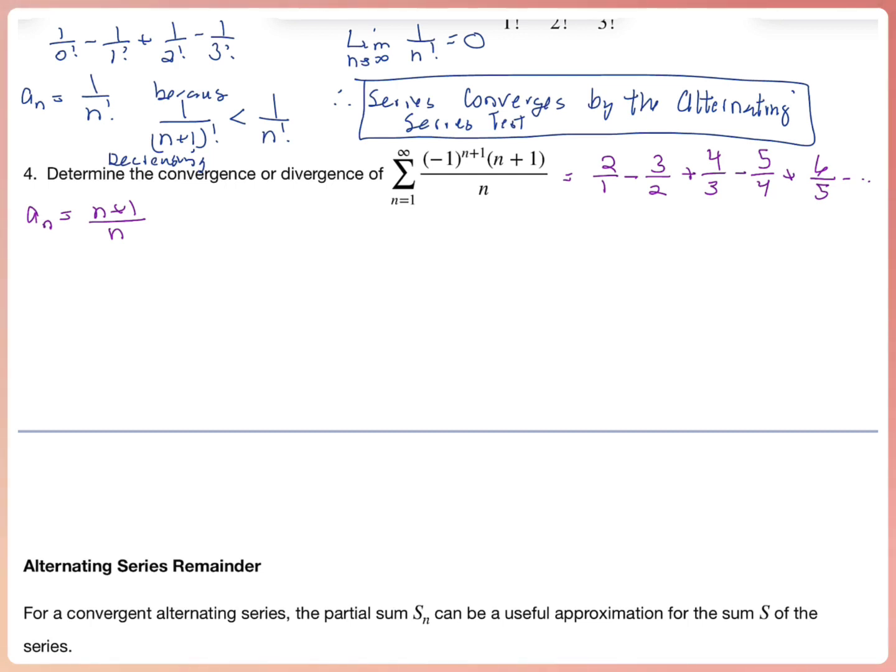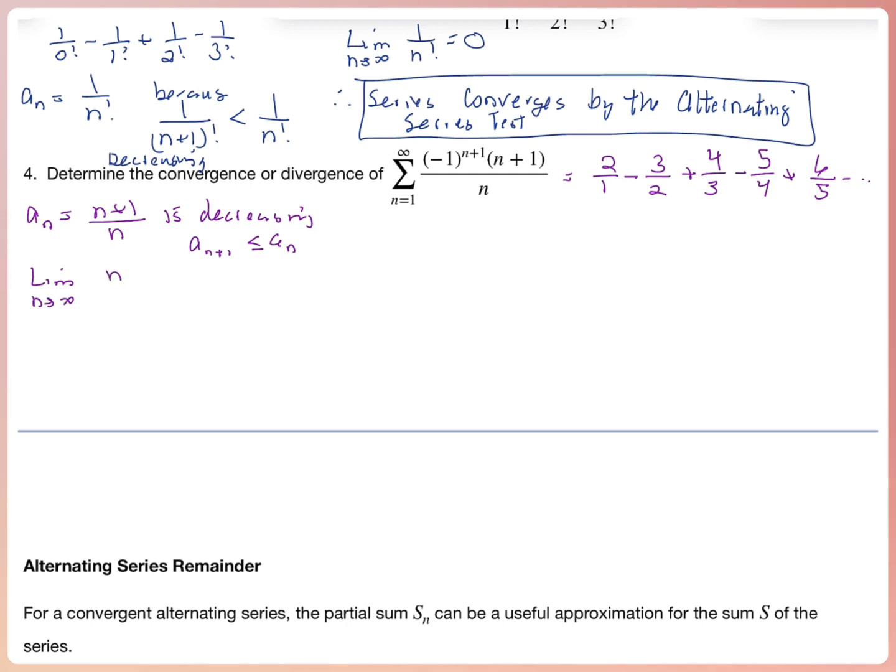So we need to figure out if this is increasing or decreasing. Let's look at our terms listed out: 2, 3/2, 4/3, 5/4, 6/5. Notice that those fractions are decreasing. So our a sub n plus 1 is less than or equal to our a sub n term.